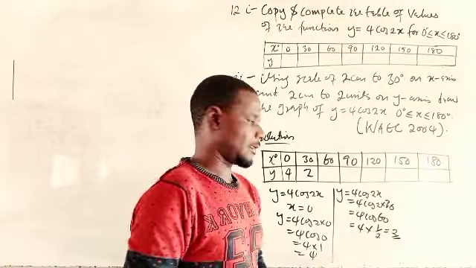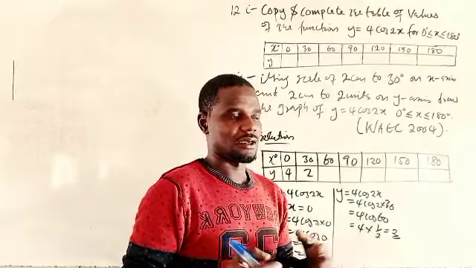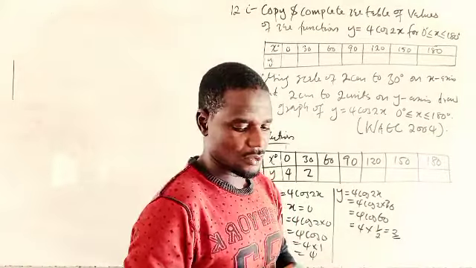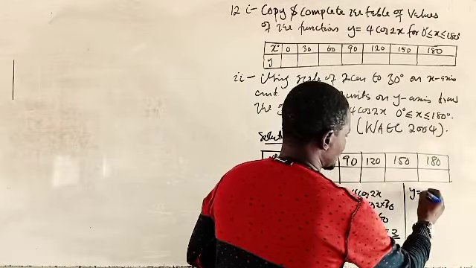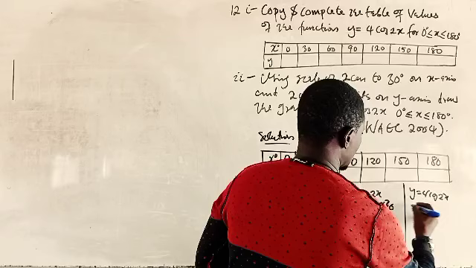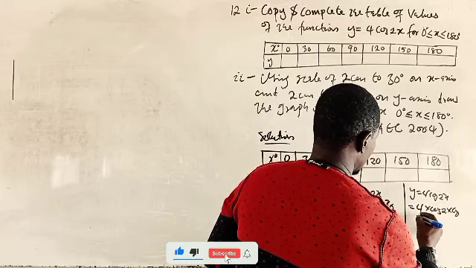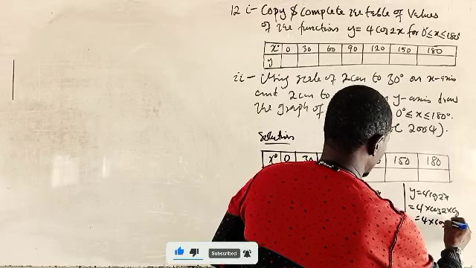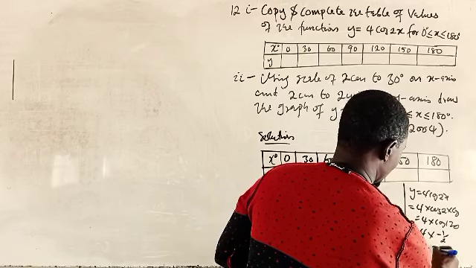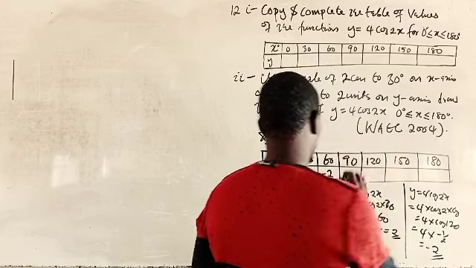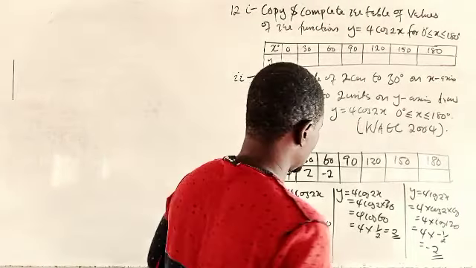Next, when x is 60, what's going to happen? We find the value of y as y equals 4 cos 2x, which is 4 times cos 2 times 60, that is 4 times cos 120. Cos 120 is minus 1 over 2, so this is minus 2. So this place is minus 2. As simple as that.